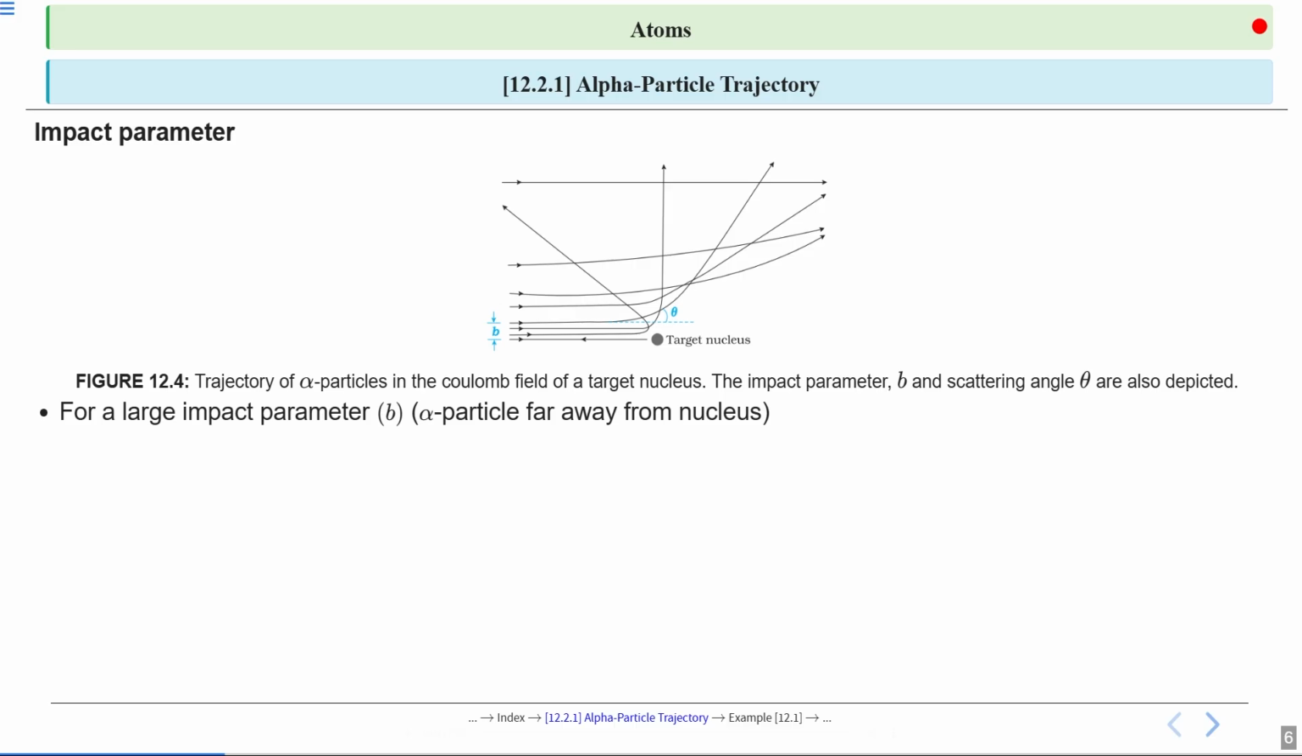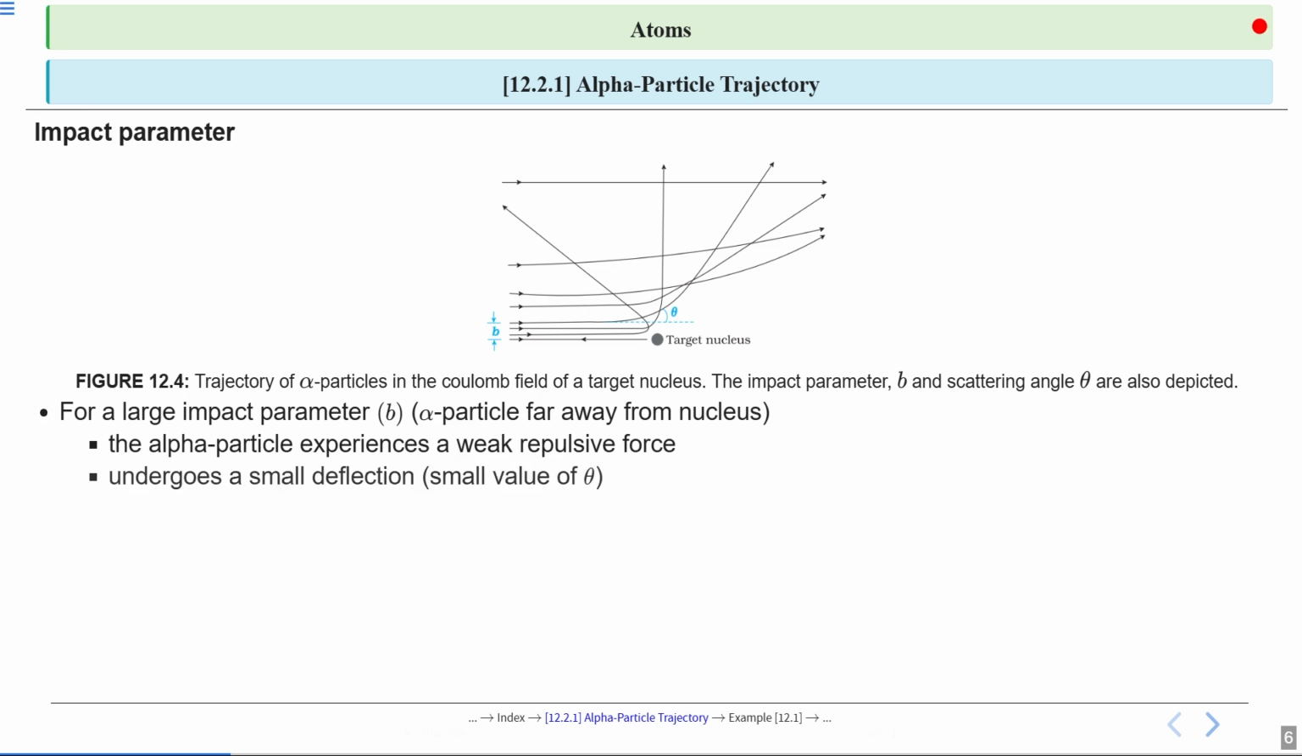So let's consider what happens when the impact parameter b is large. This means the alpha particle passes far from the nucleus. With a large impact parameter, the alpha particle feels only a weak repulsive force from the positively charged nucleus. Since the force is weaker at greater distances, the particle's path is only slightly affected. As a result, the alpha particle undergoes only a small deflection, meaning the scattering angle theta is small. So when b is large, the particle's path barely changes direction and it is deflected through a very small angle.